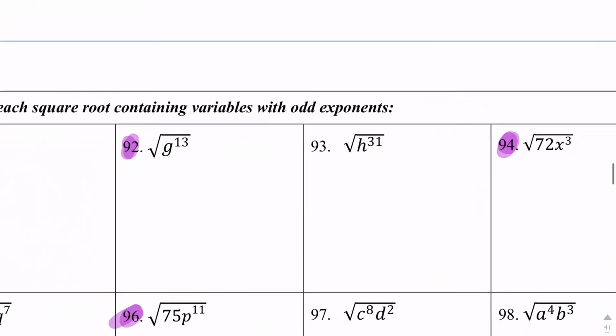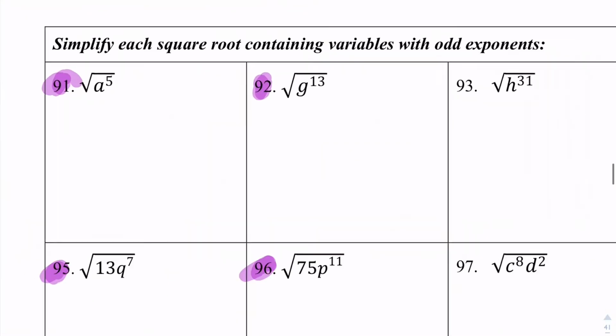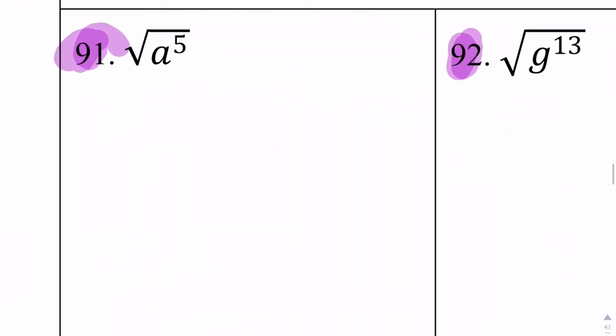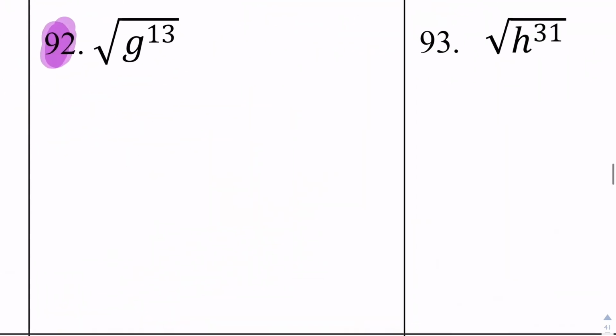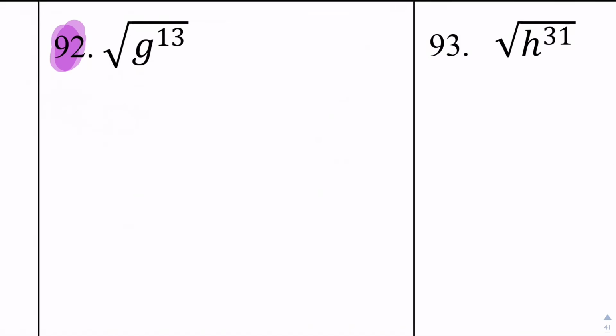Okay. Now we're going to ramp it up a little bit. We're going to talk about what happens when there's an odd amount of them. So a to the 5th. I'm going to start by doing that same idea. 1, 2, 3, 4, 5. Looking for pairs. There's a pair, there's a pair. Ooh, that guy doesn't have a pair. So there are 2 pairs and 1 left over. Now, I'm not going to write 13 g's out, but I know that there are 6 pairs with 1 left over.